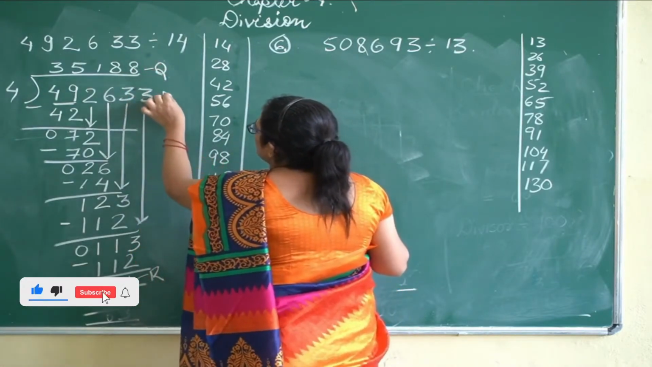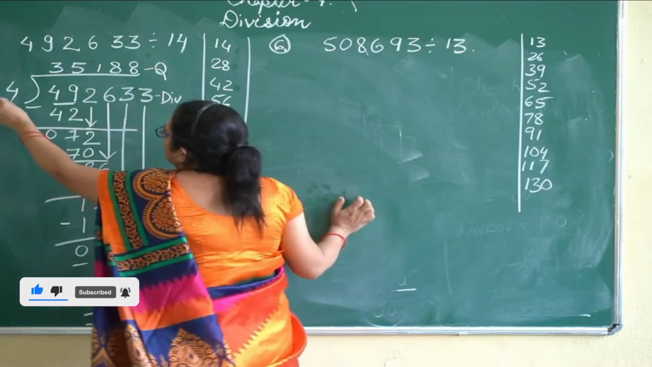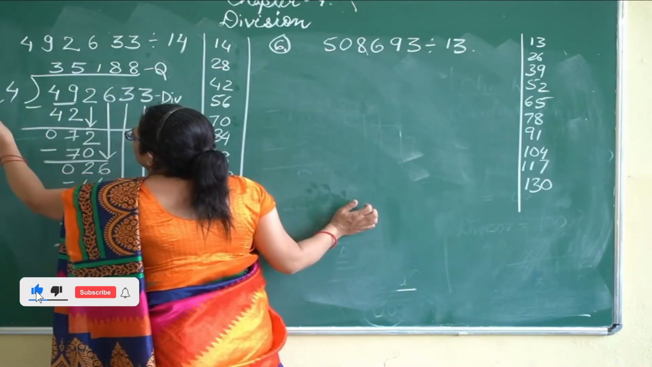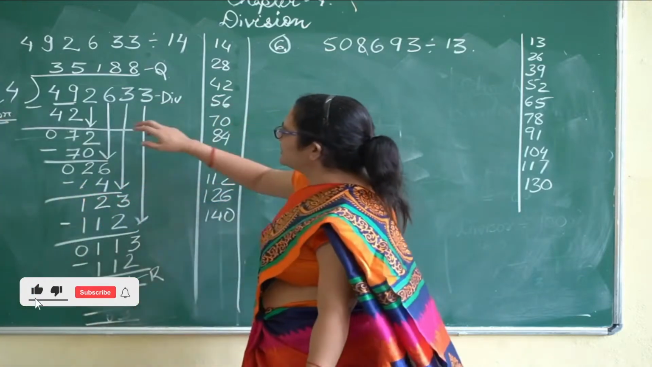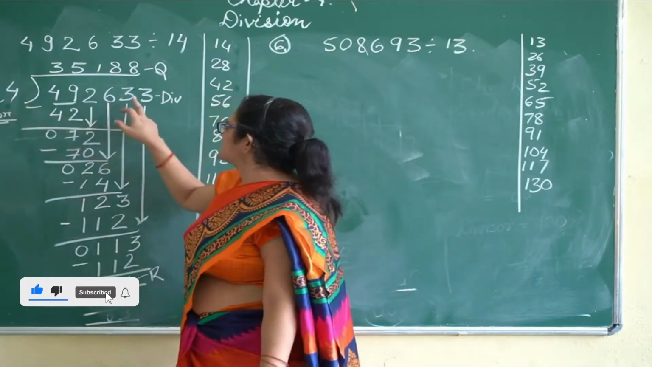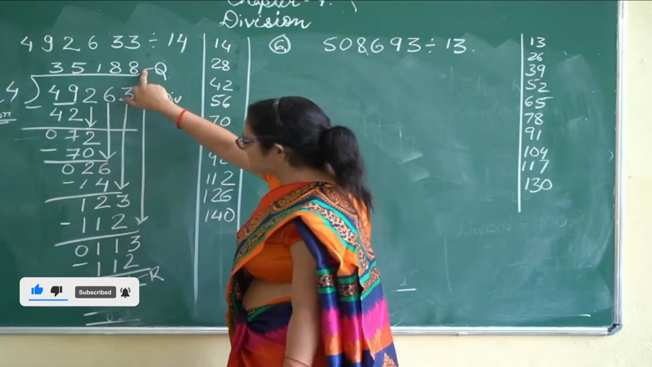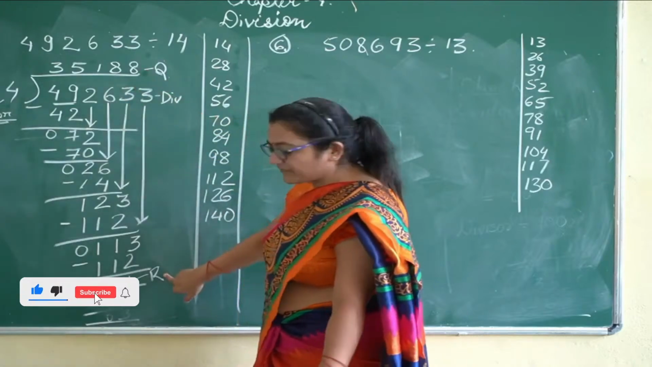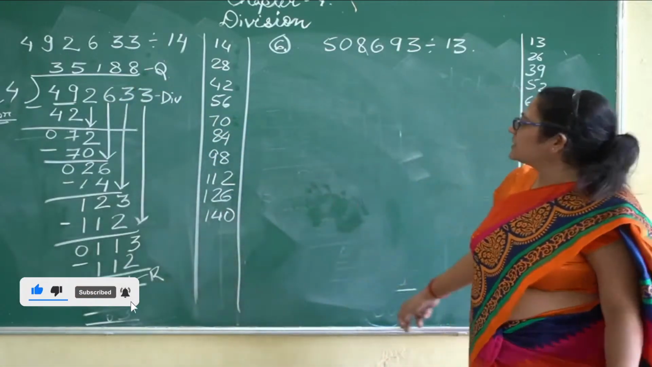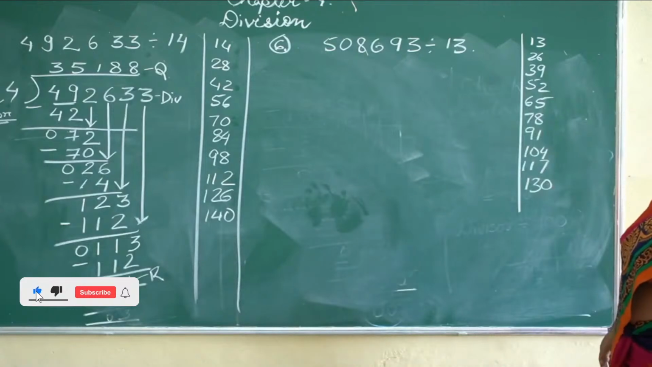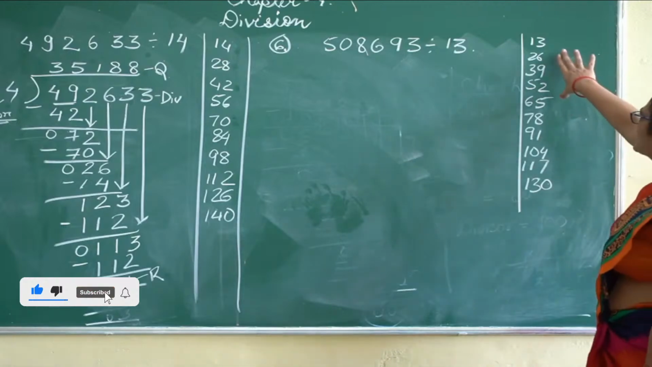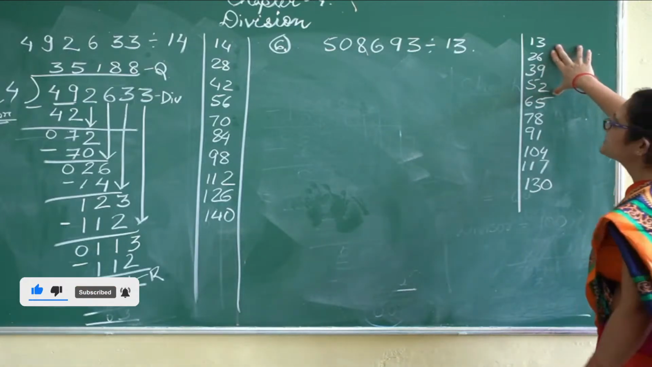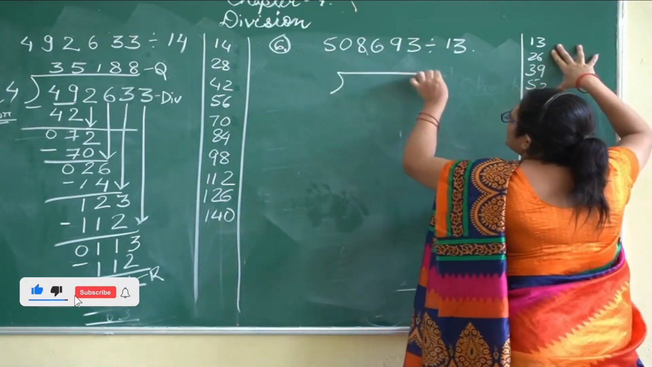This is your dividend. And this is your divisor. When you have to check, you all need these things. So you should know what is divisor. This is divisor. This is dividend. This is quotient. That is your answer. And this is remainder. Okay. Now we will do the next question. That is 5,08,693 divided by 13. Again I have written the table of 13 for reference. How will you write?